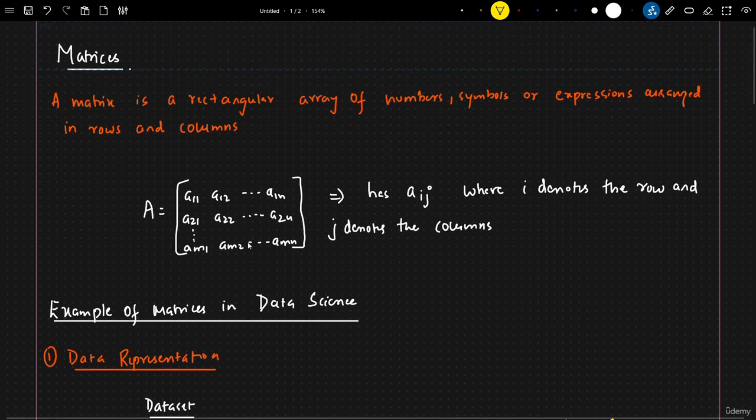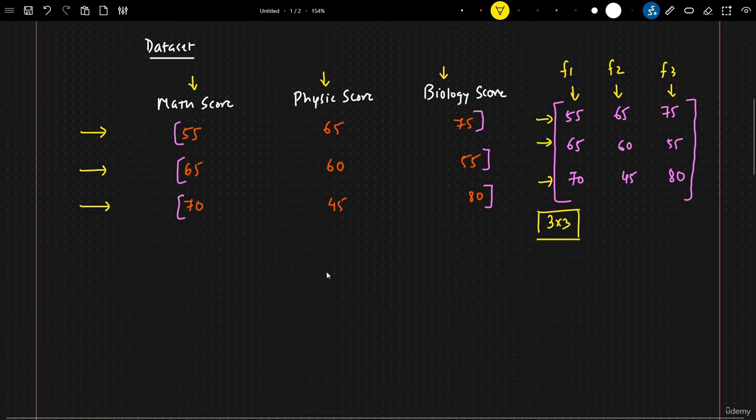Similarly, if I consider this particular scenario, how many rows and how many columns will we have? We will be having m cross n, right? M rows and n columns, because there are a total of n columns and m rows, right? So this is how we basically represent a matrix with respect to shape, okay?